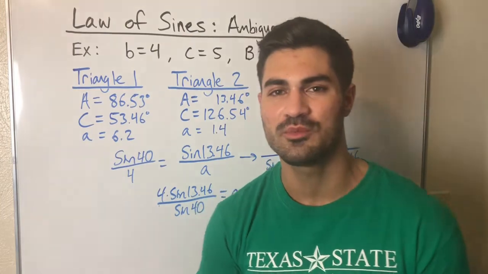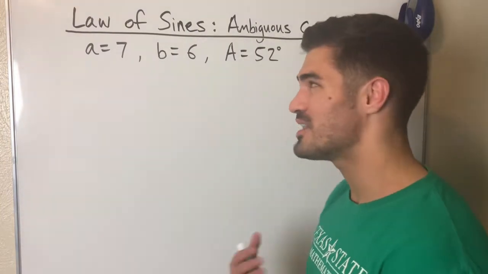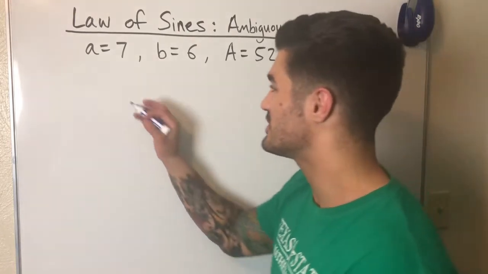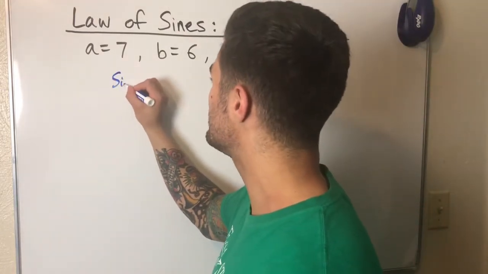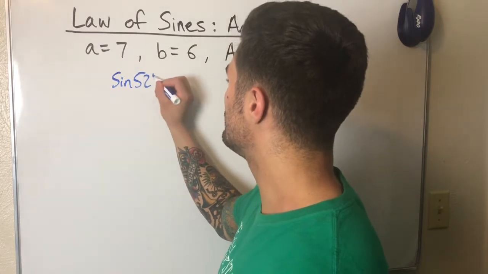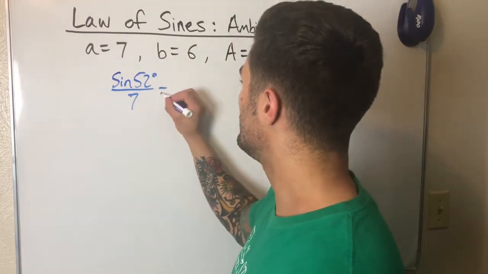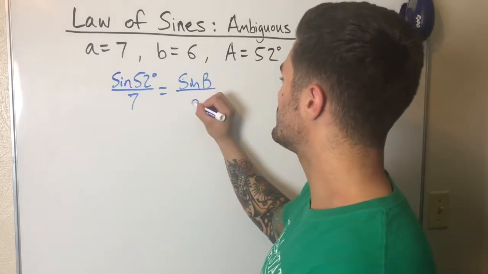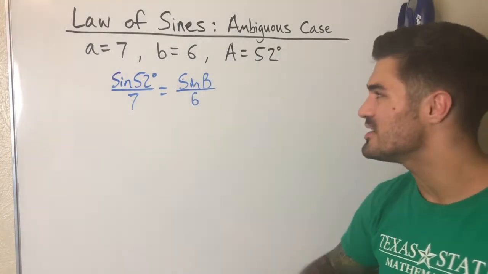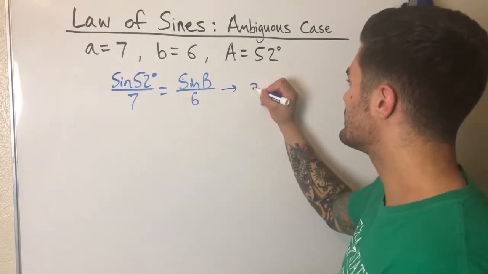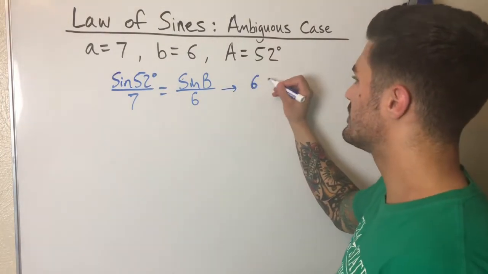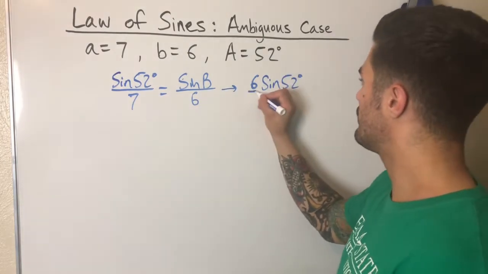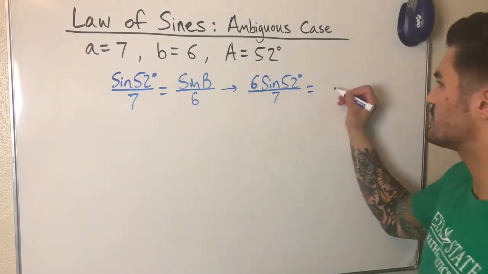Let's go ahead and do one more example. Same exact thing. We're just going to jump right into using the law of sines. So I'm going to write out sine of 52 degrees over 7 equals sine of angle B over 6. I'm going to multiply both sides by 6. Okay, so I get 6 times sine of 52 degrees over 7 equals sine B.